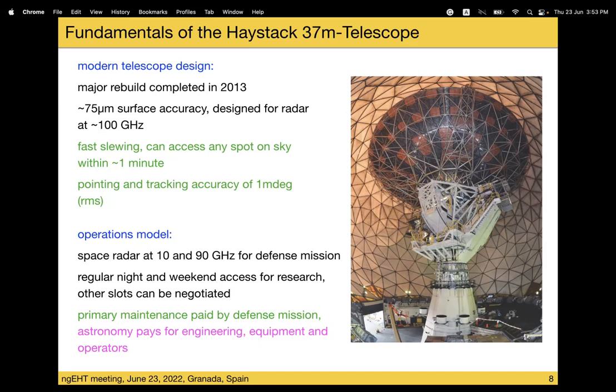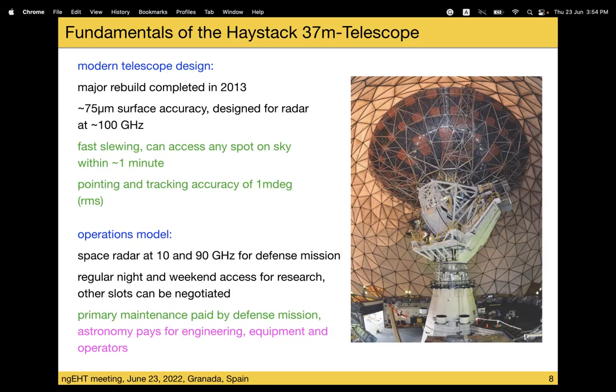It's a very fast slewing antenna, and I don't know how many of you played with the rock spinning on water thing. This also spins on hydraulics. It floats, and it's got hydraulic pumps, and it can slew very fast, can move from one part of the sky to another in no time. And pointing and tracking accuracy has been measured to be better than 1 milli-degree, which is 3.6 arcseconds.